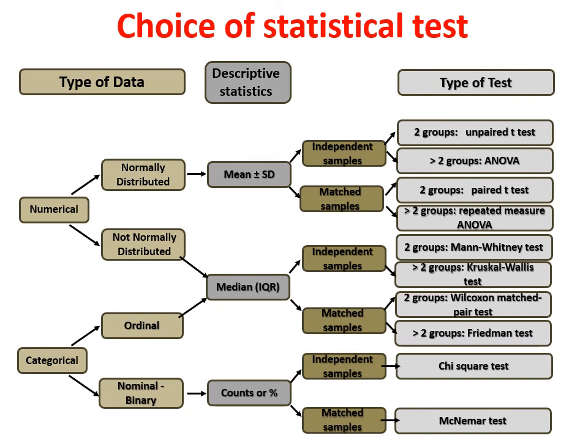This graph or flowchart summarizes what we discussed regarding the type of data, numerical and categorical, descriptive statistics, mean plus or minus standard deviation, or median and interquartile range, or count or percent, then the type of statistical test according to the type of the data.